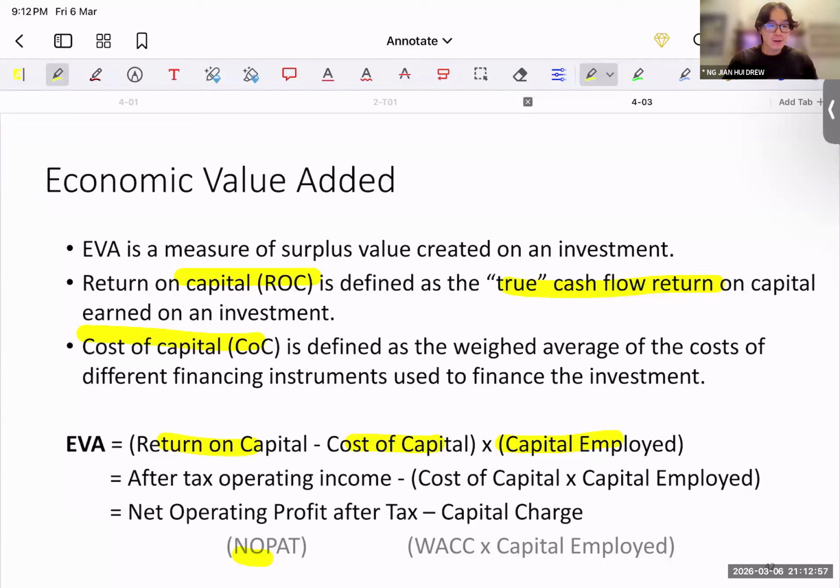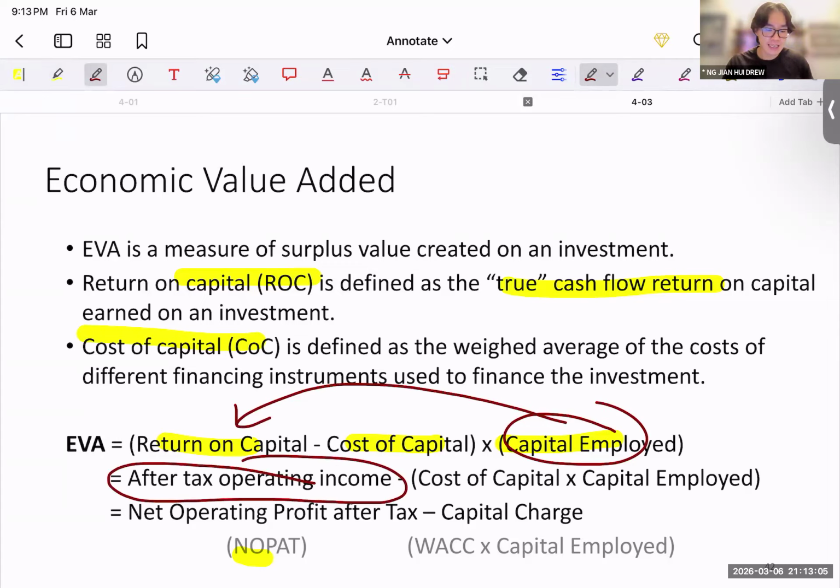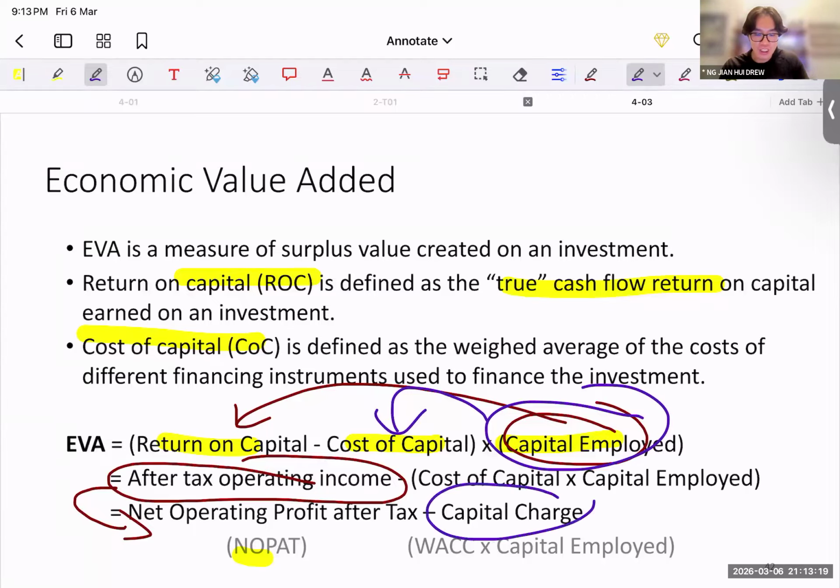Now, if we multiply the capital employed with the return on capital, this gives you our after-tax operating income, which is basically another word for NOPAT, right? And if we multiply your capital employed times your cost of capital, this gives us your capital charge, which is your WACC times capital employed. Your cost of capital is basically your WACC.